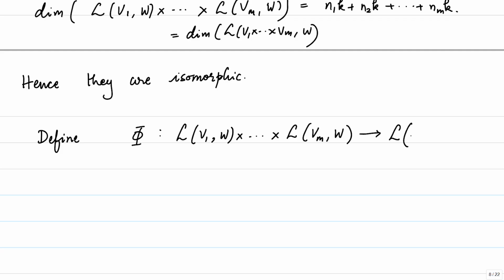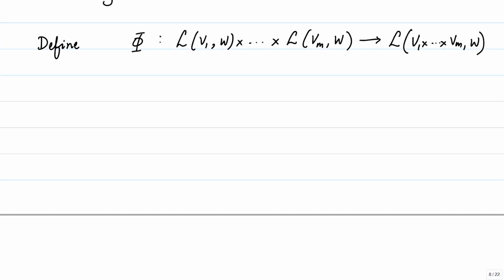From this, let us define a map into L of V1 cross up to Vm, W. Remember that these are not the most straightforward vector spaces that we look at. These are vector spaces of linear transformations. So we'll have to talk about what is phi of, say, (T1, T2, up to Tm), where the Ti's are linear transformations from Vi to W. And what should it give us? It should give us some linear transformation from V1 cross V2 up to Vm and into W.